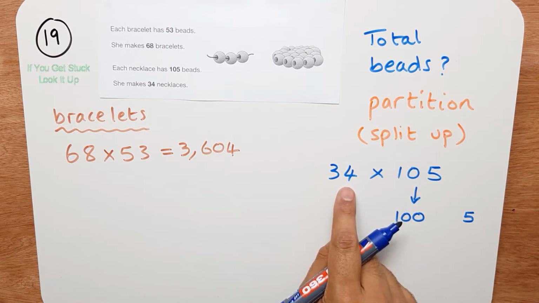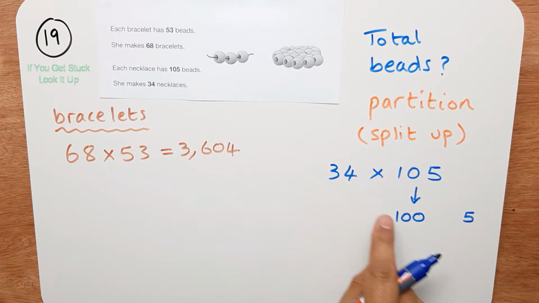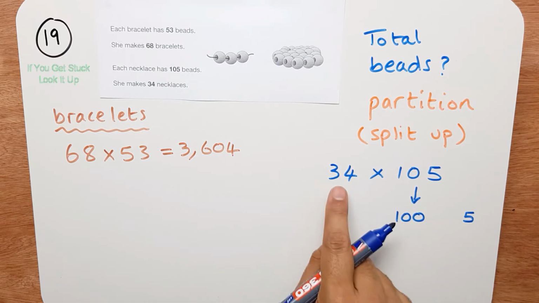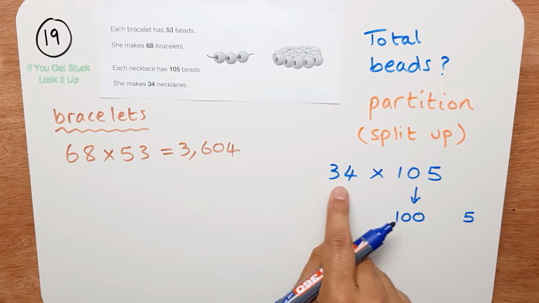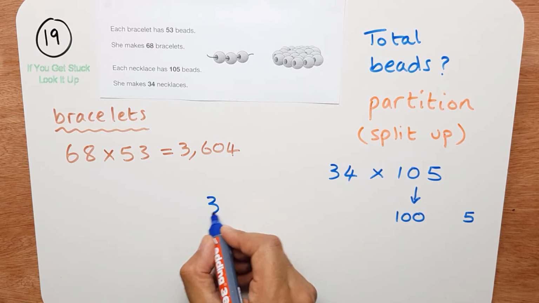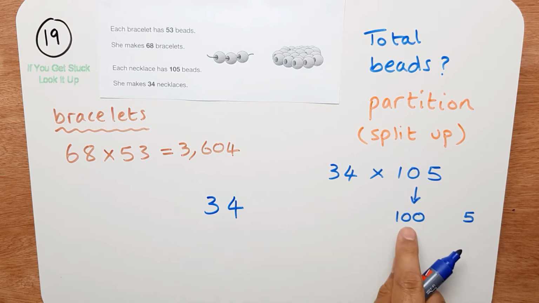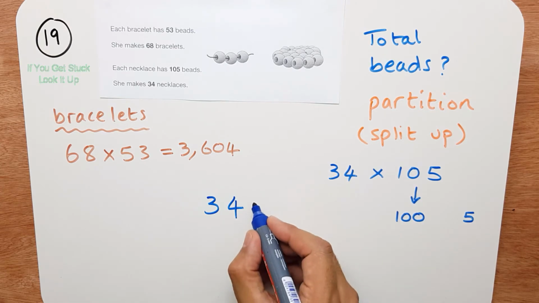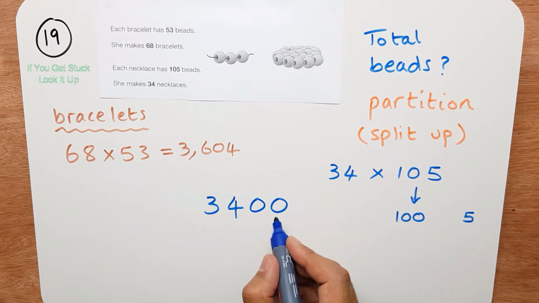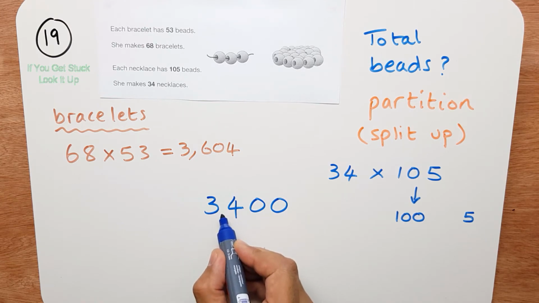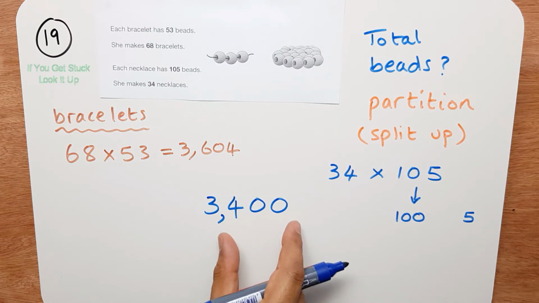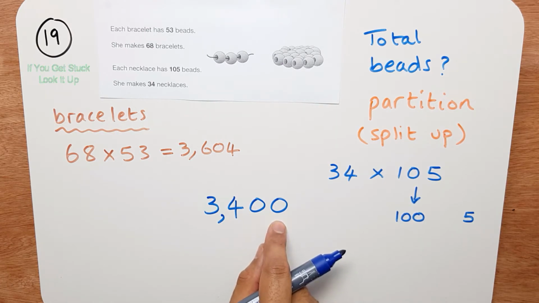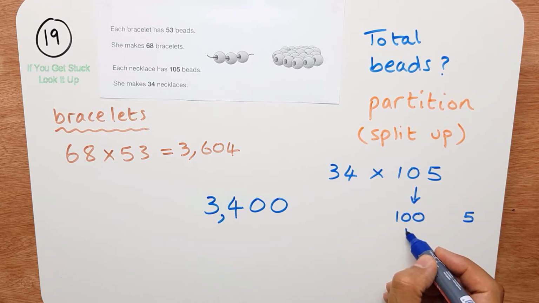So my first step is 34 times 100. And 34 times 100, that's a whole number. So you write the whole number down. And you add 2 zeros. 1, 2, 3, comma. That's your thousands. So it's 3,400. So I've done the first part.